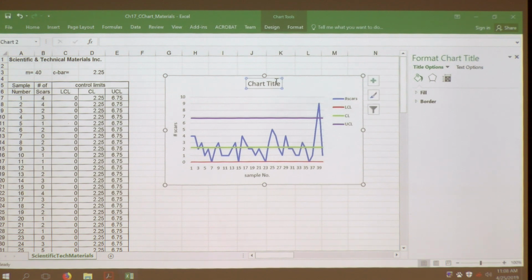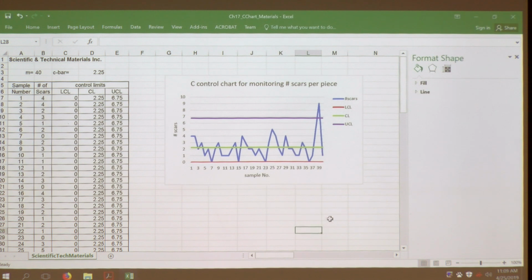And what chart are we doing right now? Yes, C control chart, for monitoring number of scars per piece. Okay? So this will be the control chart. And what we have observed, in this control chart, do we have anything out of control? Did you observe anything out of control?